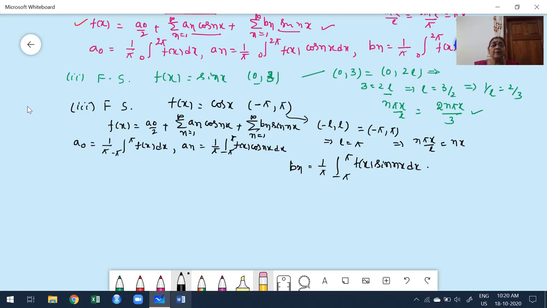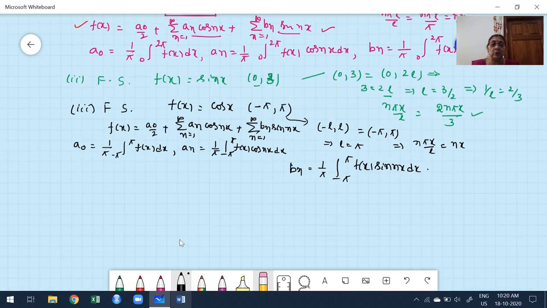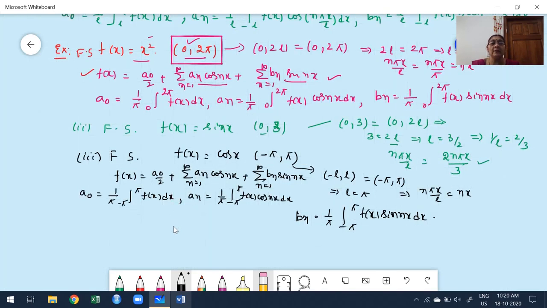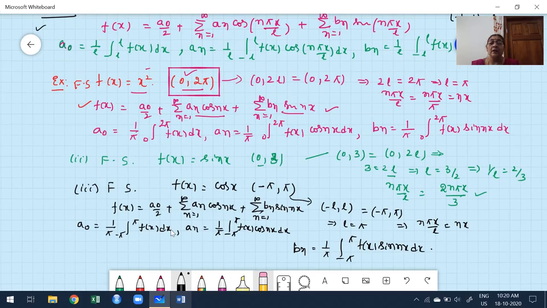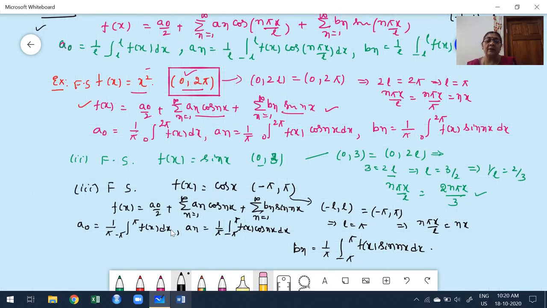Now, this is a way to construct the Fourier series, whether it belongs to the first case or the second case. The first case is 0 to 2L. How to take the value of L in 0 to 2L? Equate the upper limit of the first case, 2L, to the upper limit of the given interval. Compare it, simplify that. Automatically we get the value of L. From that you find n pi x by L, and then you construct the series.